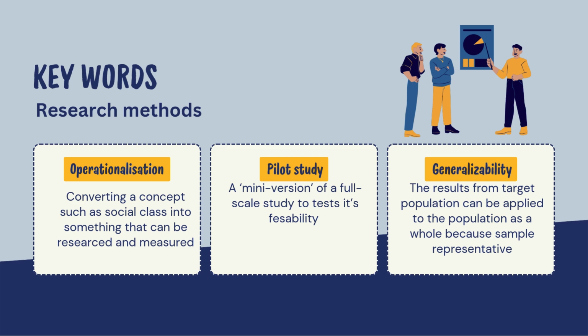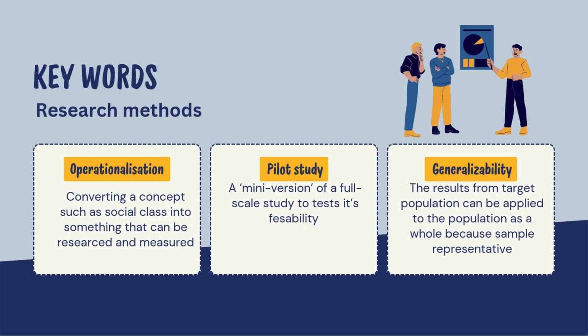And before we end, I just want to discuss some keywords in research methods. Operationalization is converting a concept such as social class into something that can be researched and measured. We broadly, very vaguely mentioned this before. Some concepts might change or are really hard to define, so it's really tricky to research over time. So in that case, the researcher would have to carry out operationalization, which is to decide how that will be measured. Pilot study is the mini version of a full scale study to test its feasibility, as we've said before.